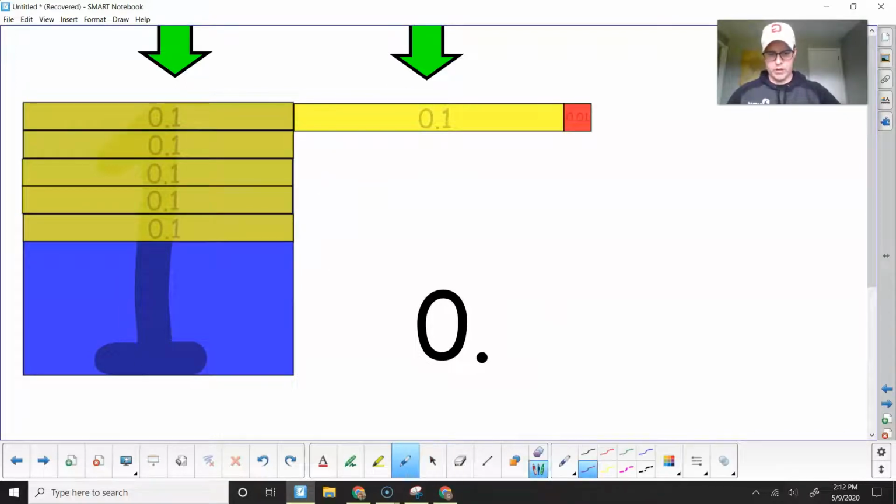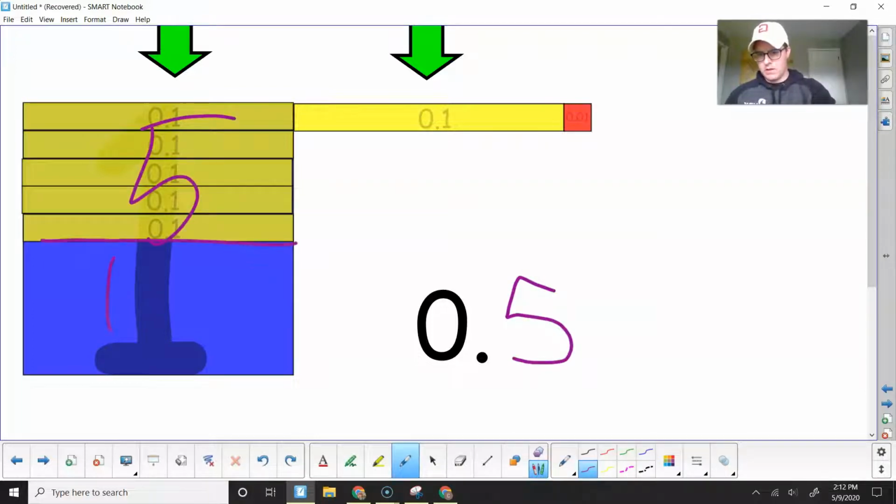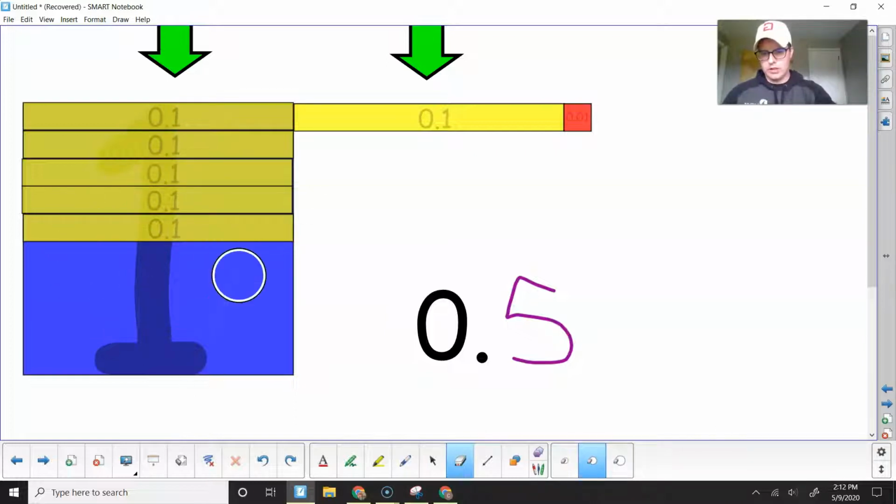Now we're at 0.5. This is 5/10. 0 and 5/10. So let's pause here because this is kind of important. This is a very important decimal, 0.5, because look at my picture.